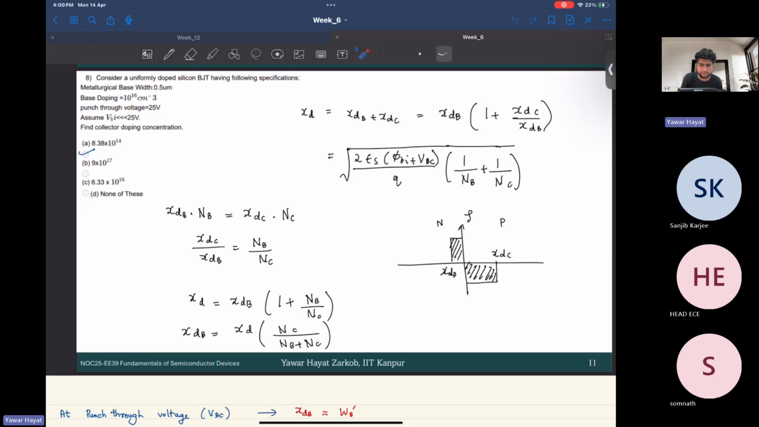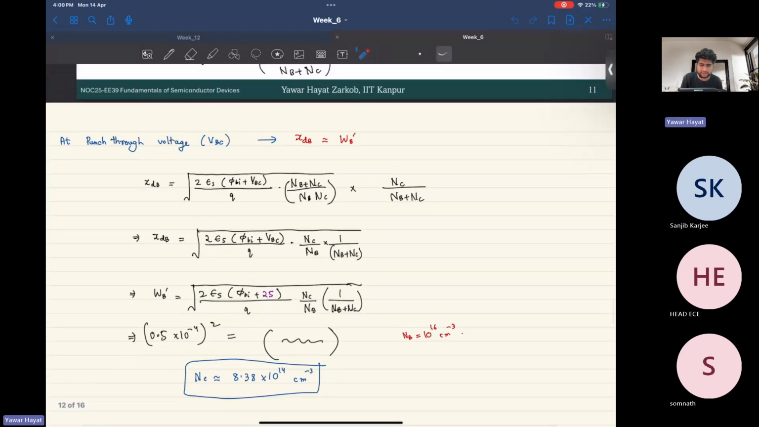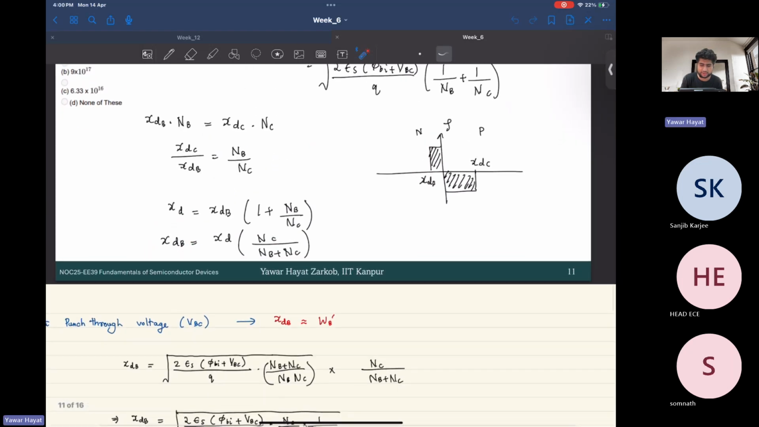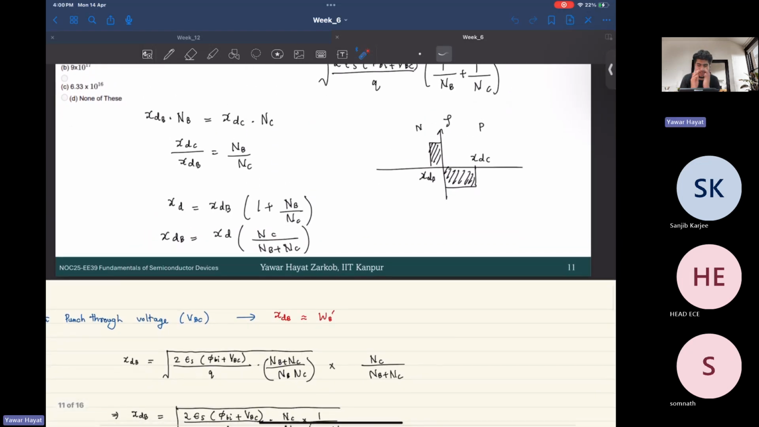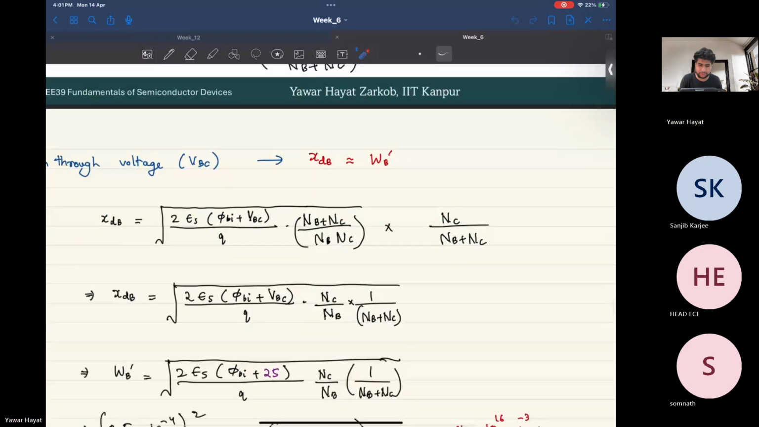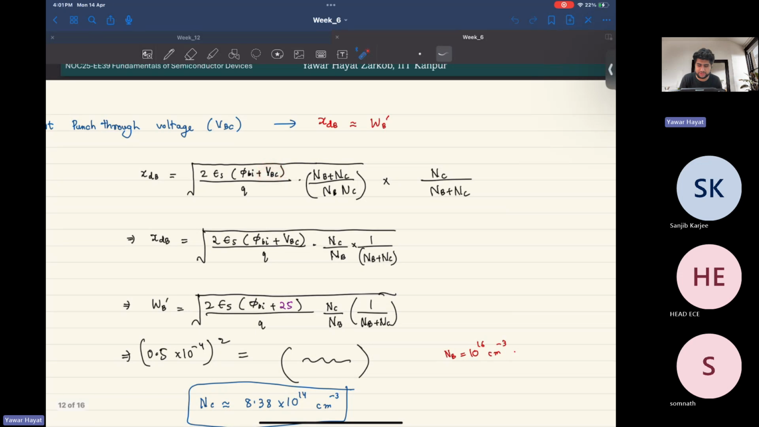So what were you supposed to compute? Collector doping concentration. Can you compute it? You can, right? Reason, I punch through your XDB. This would be your entire base width, the metallurgical base width, right? And that particular base width is given. That is 0.5 micrometer. We'll utilize that. I'll put VBC as 25 and I'll replace this XDB by WB.